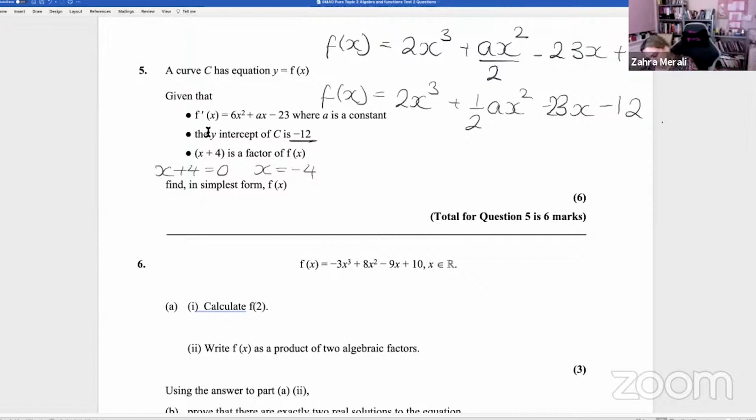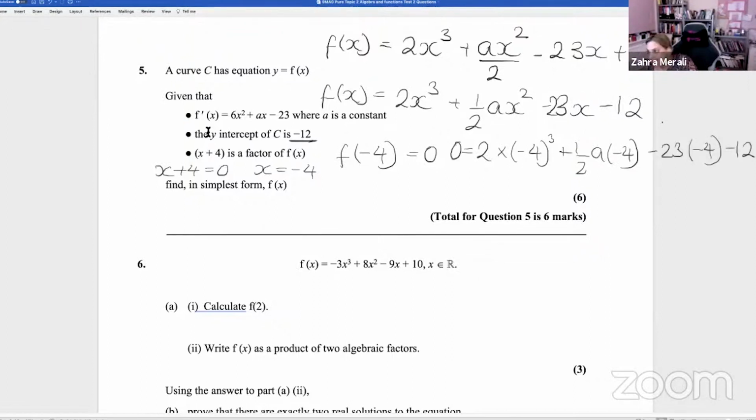And we therefore will be able to find our a. So if we plug that in, we get f of -4 equals 0, and sub that all into my calculator. So 2 times -4 cubed, -4 squared is 16. So let's just write it out. Plus a half a, you can put it all in one go, minus 23 times -4, minus 12, and we know all that equals 0. And that leaves us with a equals 6. So our final equation, f(x) equals 2x cubed plus 3x squared minus 23x minus 12.